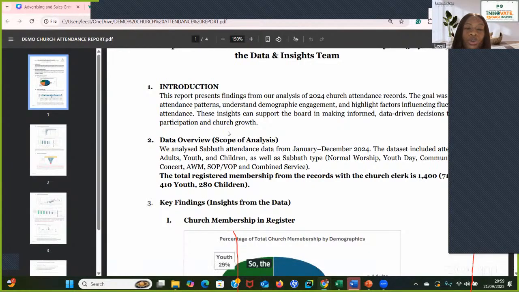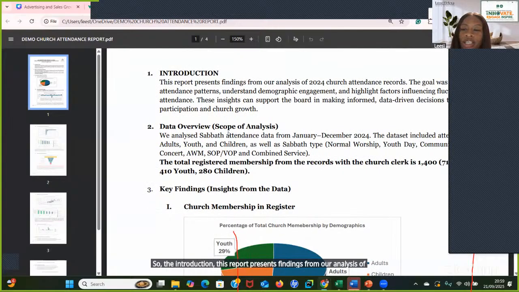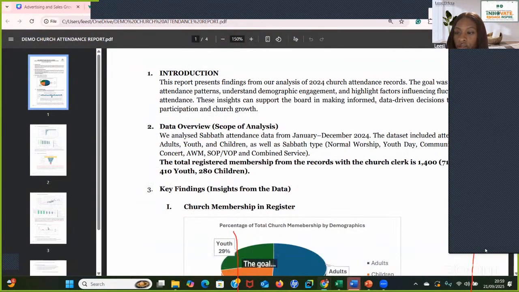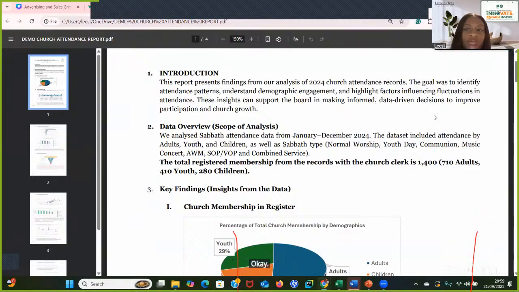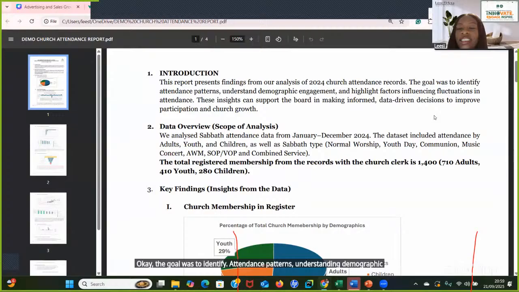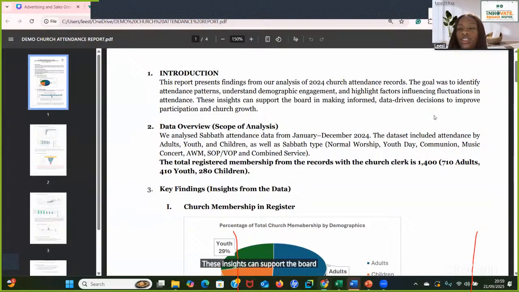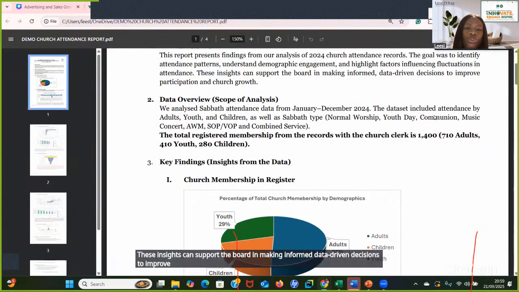So the introduction: this report presents findings from our analysis of 2024 church attendance records. The goal was to identify attendance patterns, understand demographic engagement, and examine factors influencing fluctuations in attendance. These insights can support the board in making informed, data-driven decisions to improve participation and church growth.